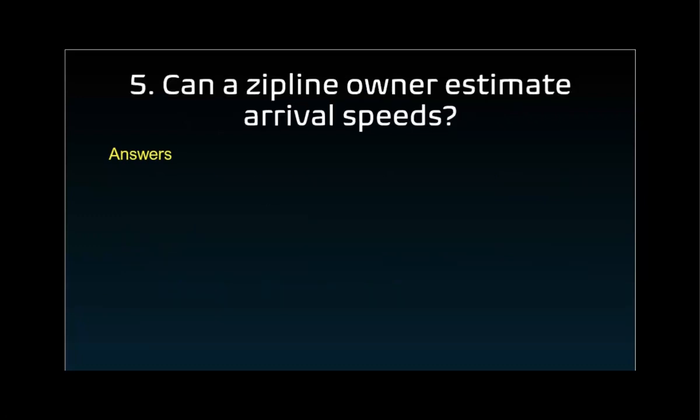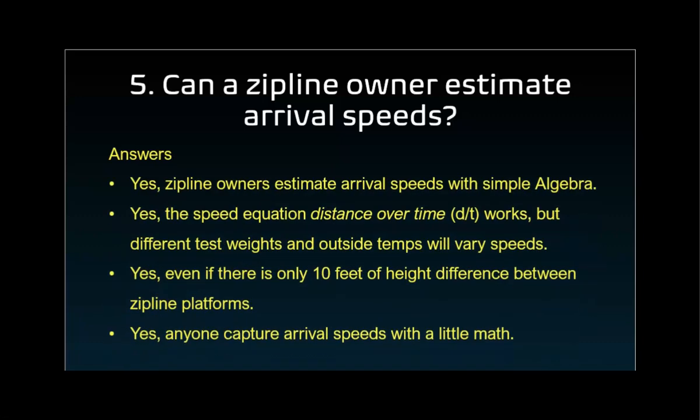Next question. Can a zipline owner estimate arrival speeds? Answers: yes. Zipline owners can estimate arrival speeds with simple algebra. The speed equation distance over time also works, but different weights and outside temperatures will vary the speeds. And yes, even if there is only 10 feet of height difference between platforms, you can estimate arrival speeds. And yes, anyone can capture arrival speeds with a little bit of math.